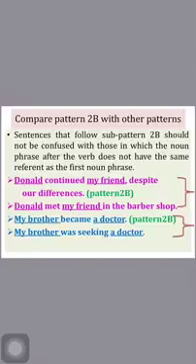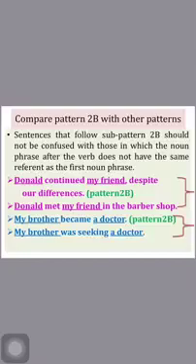Okay, so Donald continued my friend. It means Donald is my friend. Donald seemed my friend. So Donald and my friend have the same referent if they refer to the same person. So it is pattern number 2b: NP1, noun phrase number 1, plus linking verb continued, plus noun phrase number 1. So the two nouns, my friend and Donald, refer to the same person, so they have the same reference.